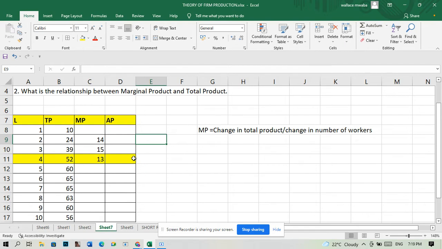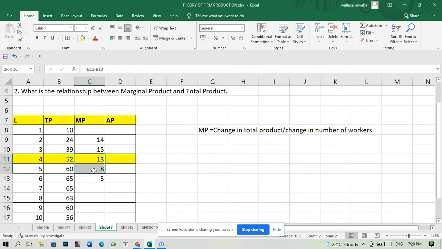Now let's continue calculating the marginal product. We had the fifth worker, 60 minus 52, we get 8. Have you seen? Our marginal product was increasing at first, and now it started to decrease. We had the sixth worker, 65 minus 60. The sixth worker has been able to increase production by 5 units.